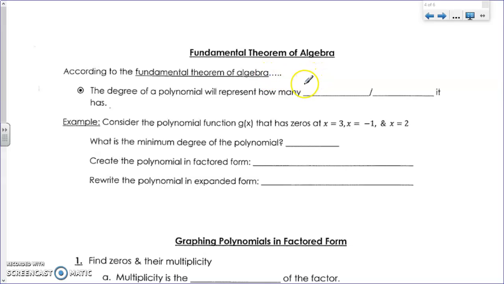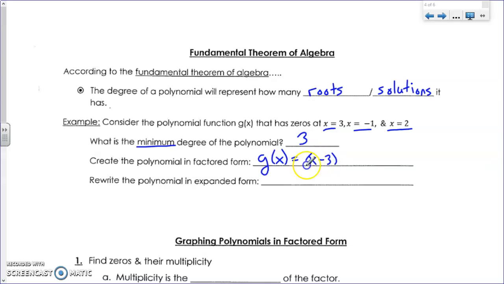Now the fundamental theorem of algebra. The degree of a polynomial will represent how many roots or solutions we have. So we've been talking about that. Consider this polynomial. We have 1, 2, 3 zeros. So the minimum degree is 3. If we're doing factored form, we have g of x equals x minus 3. Remember, factored form comes in opposite, x plus 1 and x minus 2.